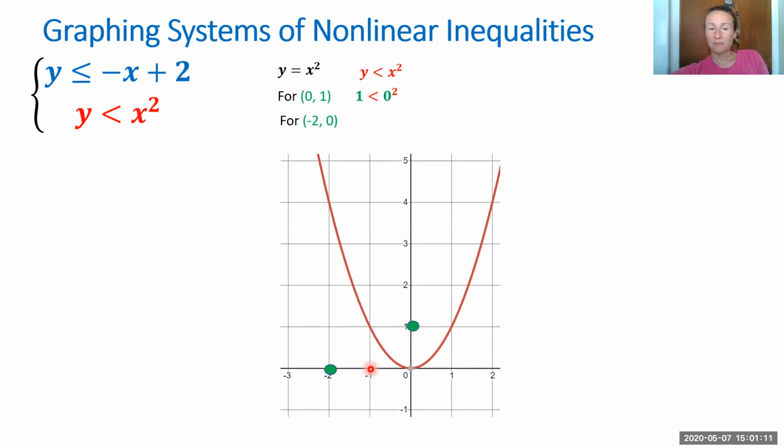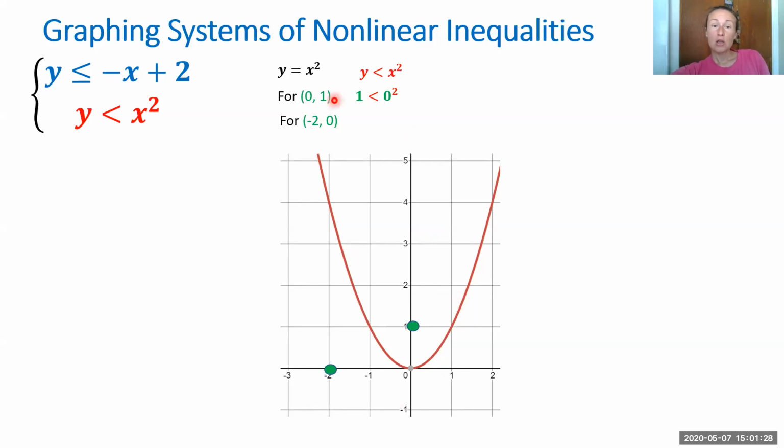You could pick negative 1, 0, 1, 0, 0, negative 1. These are all good picks. I just picked negative 2, 0 because it shows up nicely on this graph. You just have to pick one point in each region.